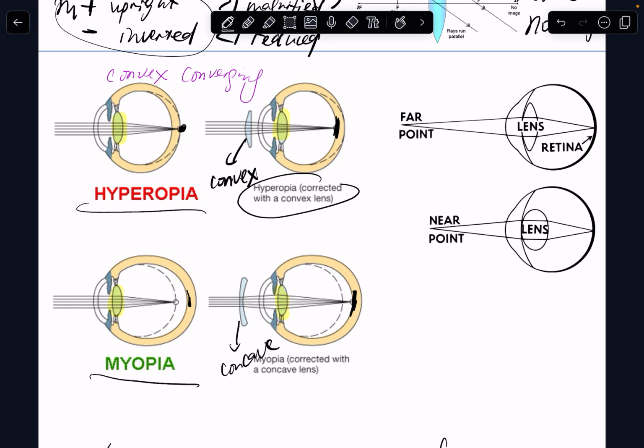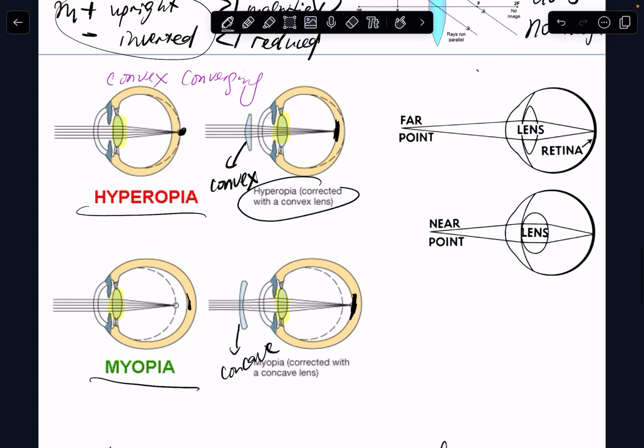So to correct it so that the light can converge at the right spot, which is the retina. Okay, perfect. So that's it. And then the other biological application is really this muscle called a ciliary muscle.